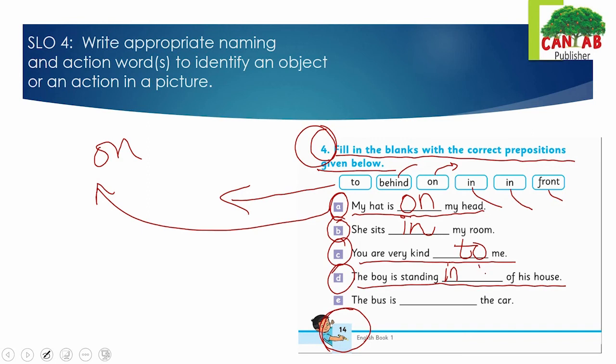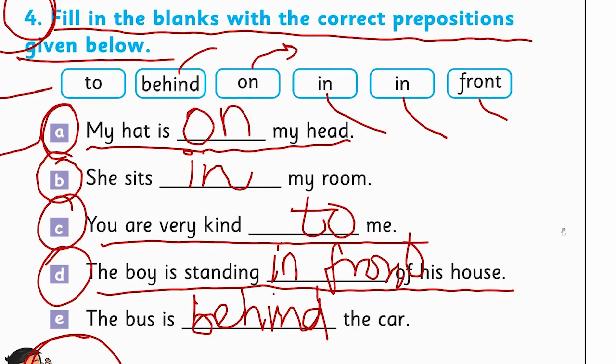In front. The bus is dash the car. The bus is behind the car. The bus is behind the car. I'll zoom it for you so you can have a better look at it. My hat is on my head. She sits in my room. You're very kind to me. The boy is standing in front of his house. The bus is behind the car.